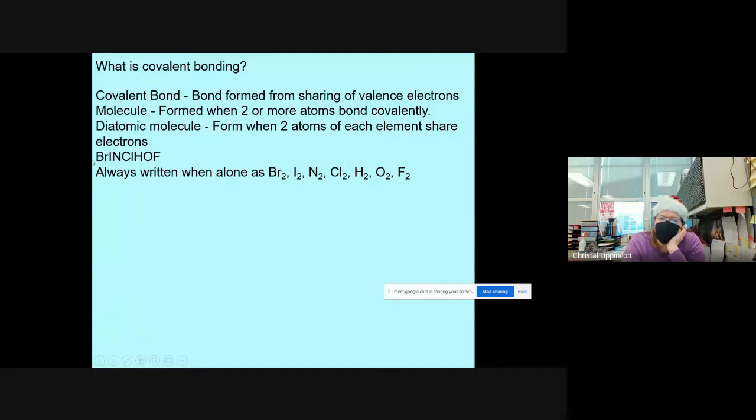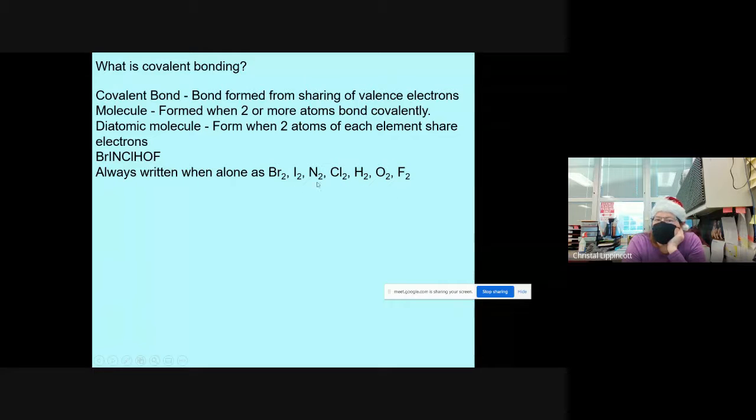We refer to them collectively as Brinkel-Hoffs. If you say Brinkel-Hoff, that tells you the elements that are diatomic, meaning that when they're found in nature, as a pure sample, they're always bonded to another one of their element. So bromine, iodine, nitrogen, chlorine, hydrogen, oxygen, fluorine. When we write them, they get written like this.